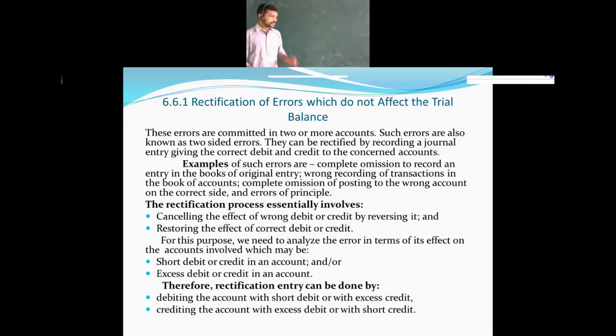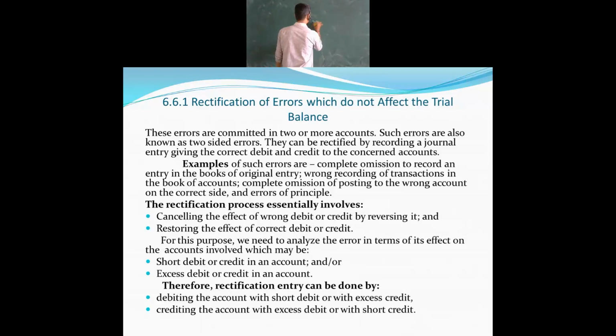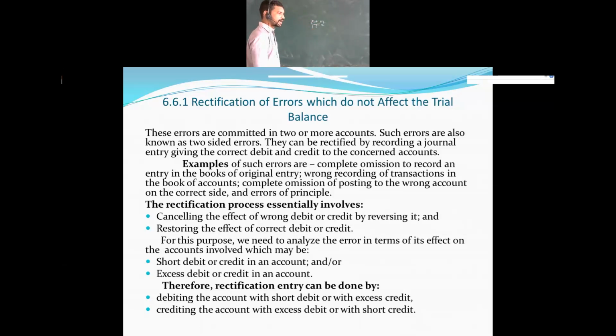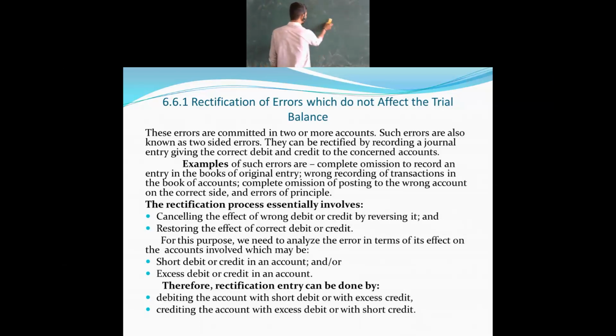So let's discuss which errors will affect and which will not affect the trial balance. These errors are committed in two or more accounts. Obviously, as I told you on the board, just like the difference in amounts in rent and wages. Rent and wages ledger accounts are separate, right? Just like the example we are taking, two accounts will be affected. Such errors are also known as two-sided errors, and these will not affect the trial balance.